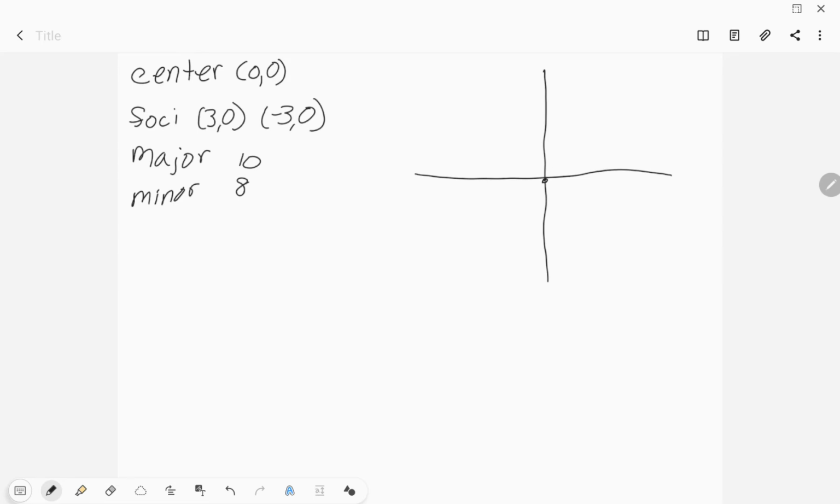The center is at 0 and 0. So that is my H and my K. So I already know I'm going to do X minus 0. You don't have to write X minus 0 squared, you can just do X squared. And the Y is going to be Y squared, and it has to equal 1.